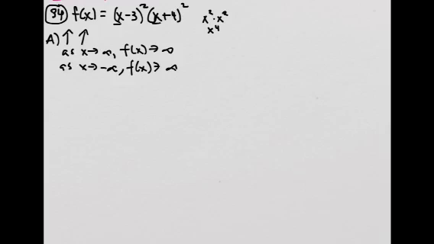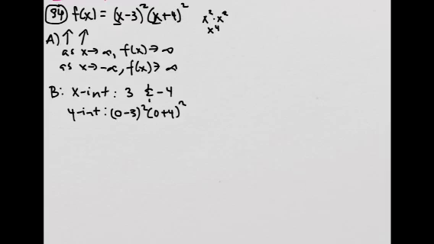Okay? For part B, they want you to find the x and y intercepts. So for B, the x-intercepts are what makes each factor a 0. So what makes that a 0 and what makes that a 0. So the x-intercepts are 3 and negative 4. For the y-intercept, we replace the x with a 0. So you get 0 minus 3 squared and 0 plus 4 squared. So then that gives you negative 3 squared, so that's 9. And this gives you 4 squared, so that's 16. So that's going to be 144, the y-intercept.